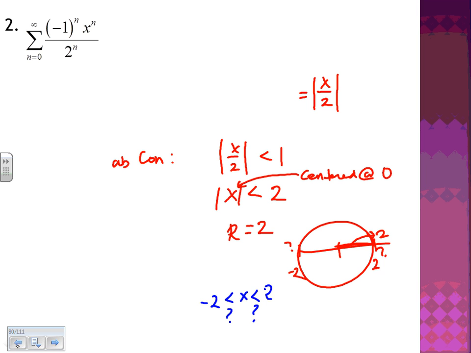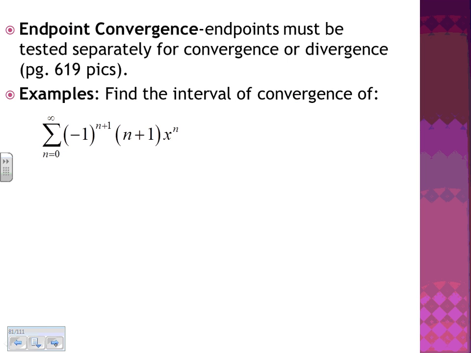Alright, so I don't know what's happening here at 2 or negative 2. So I'm going to have to check those endpoints separately. Okay, so this gets into a lot of work and a lot of remembering all those series now. So first things first, find the radius of convergence. Even when it says find the interval, first go find the radius. Just like what we were doing. So do that first. And don't write too big.